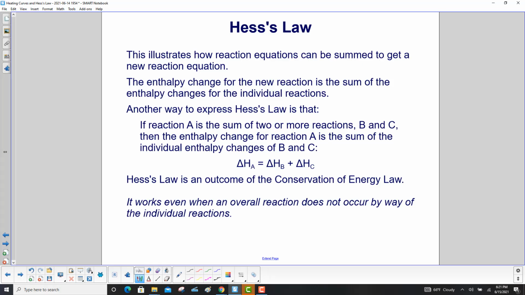This illustrates how reaction equations can be summed to get a new reaction equation. The enthalpy change for the new reaction is the sum of the enthalpy changes for each individual reaction. Or, if reaction A is the sum of two or more reactions B and C, then the enthalpy change for reaction A is the sum of the individual enthalpy changes of B and C. That's from the conservation of energy. It works even when an overall reaction does not occur by way of the individual reactions.